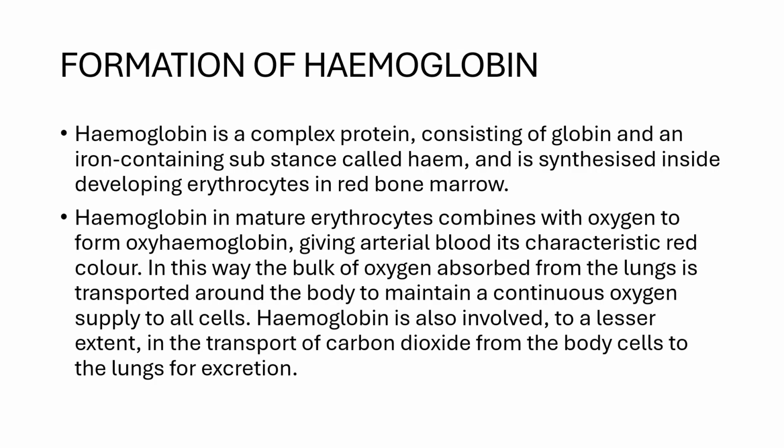Hemoglobin is a complex protein consisting of globin and an iron-containing substance called heme. That's iron, which is very important, and is synthesized inside developing erythrocytes in red bone marrow. Hemoglobin in mature erythrocytes combines with oxygen to form oxyhemoglobin.